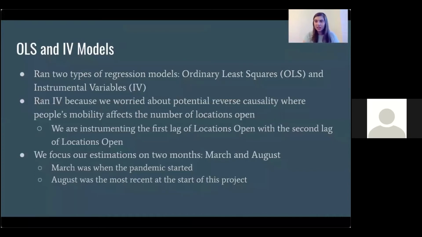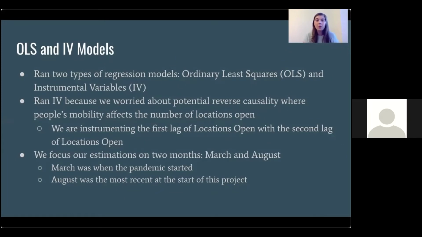OLS, ordinary least squares, is what you think of when you think of a standard regression model. That's what I showed in the previous slide. And then the other model that we ran is instrumental variables, or IV model. We ran that because we were worried about potential reverse causality problems within our model.